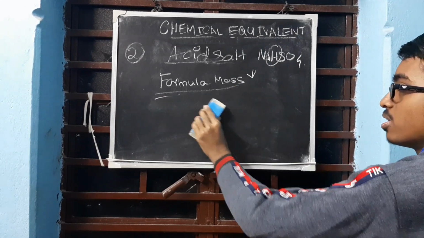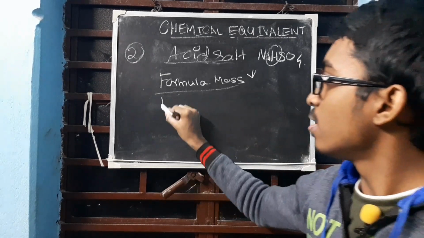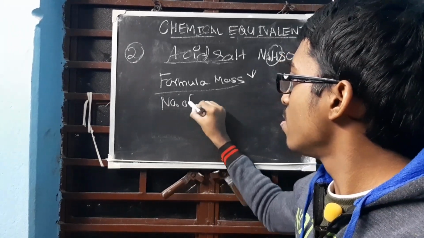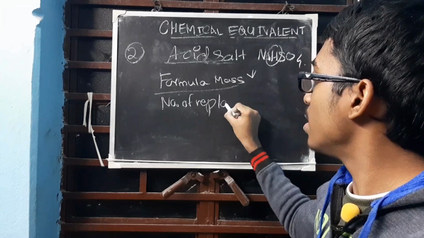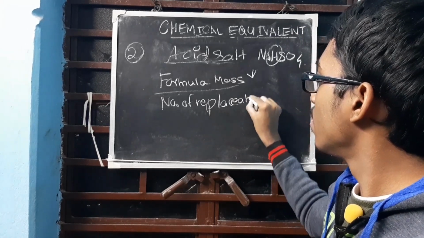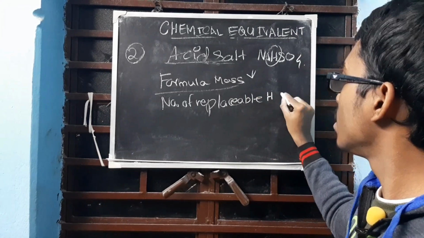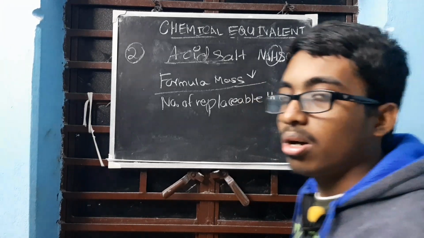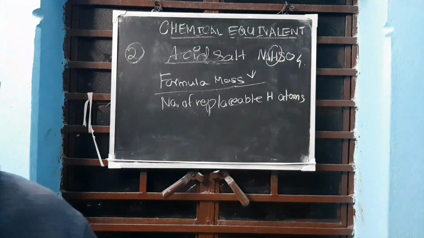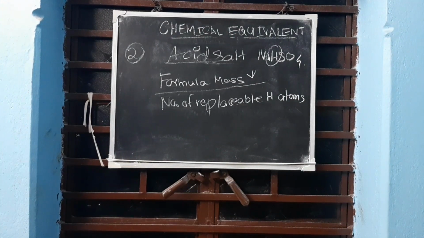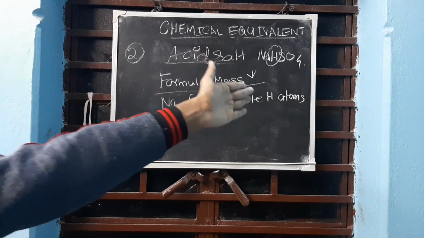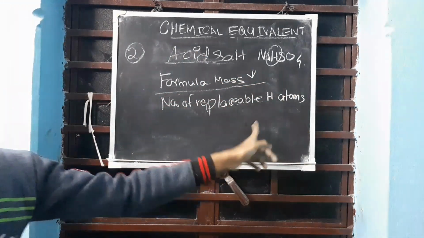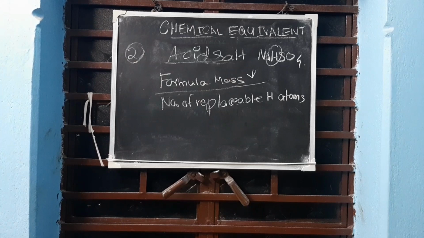What will we be writing instead of this? Number of replaceable H atoms. Clear? How many hydrogen atoms are present here in NaHSO4? 1. So here we will write 1. Calculate the formula mass and write. Clear?